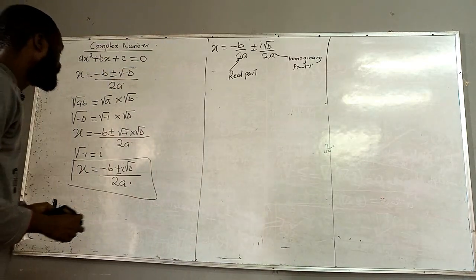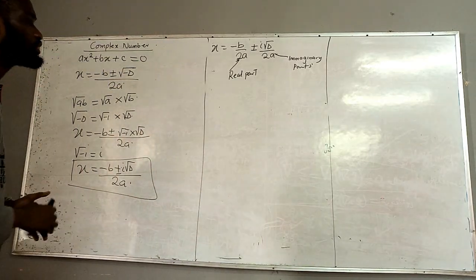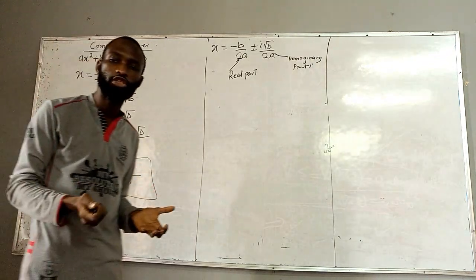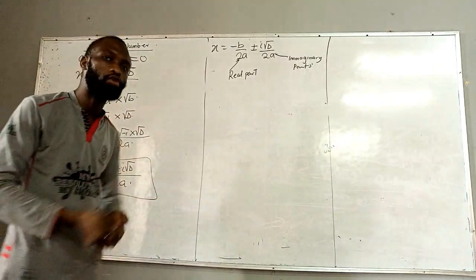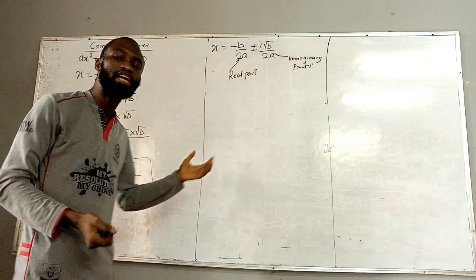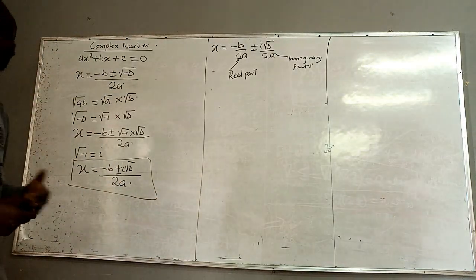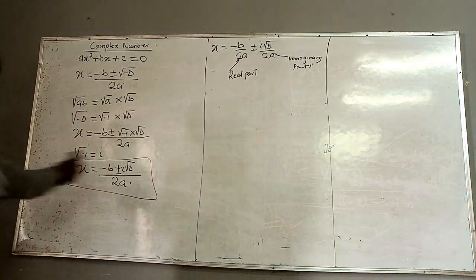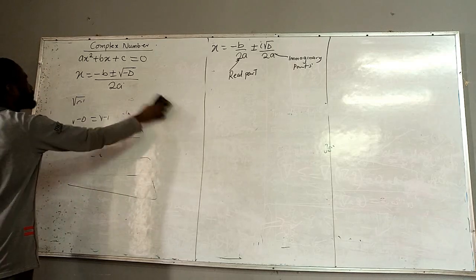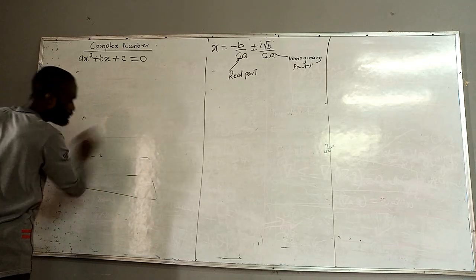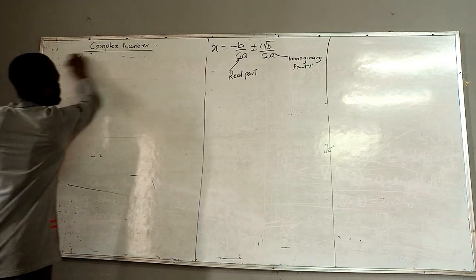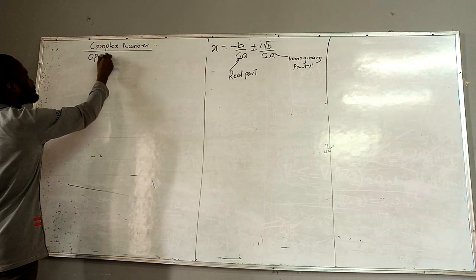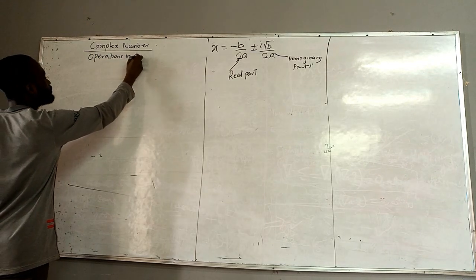Also, as we know, with all numbers in maths we can perform different operations. We have integers: we can add two integers, subtract two integers, multiply. The same thing applies to complex numbers. We can also perform different operations in the complex plane. Let's look at the next thing: operations in complex numbers.